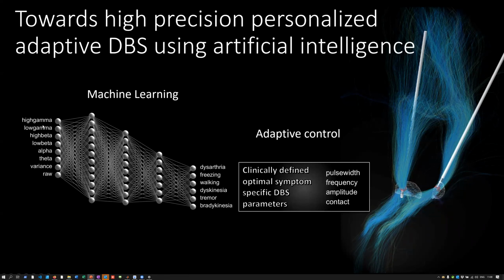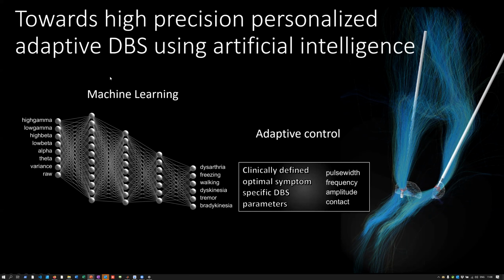And the input features here are specific band frequency filtered signals with signatures of high gamma, low gamma, high beta, low beta activity, leading to the decoding of different aspects of the disease that we want to study. For example, dysarthria is the difficulty in speaking, freezing is stopping during walking, and walking could also benefit from adapting stimulation parameters. Dyskinesia is the presence of involuntary hyperkinetic movements that are associated with overstimulation or as a side effect of dopaminergic agents. Tremor is a symptom that we have talked about before, and bradykinesia is the slowness of movement.